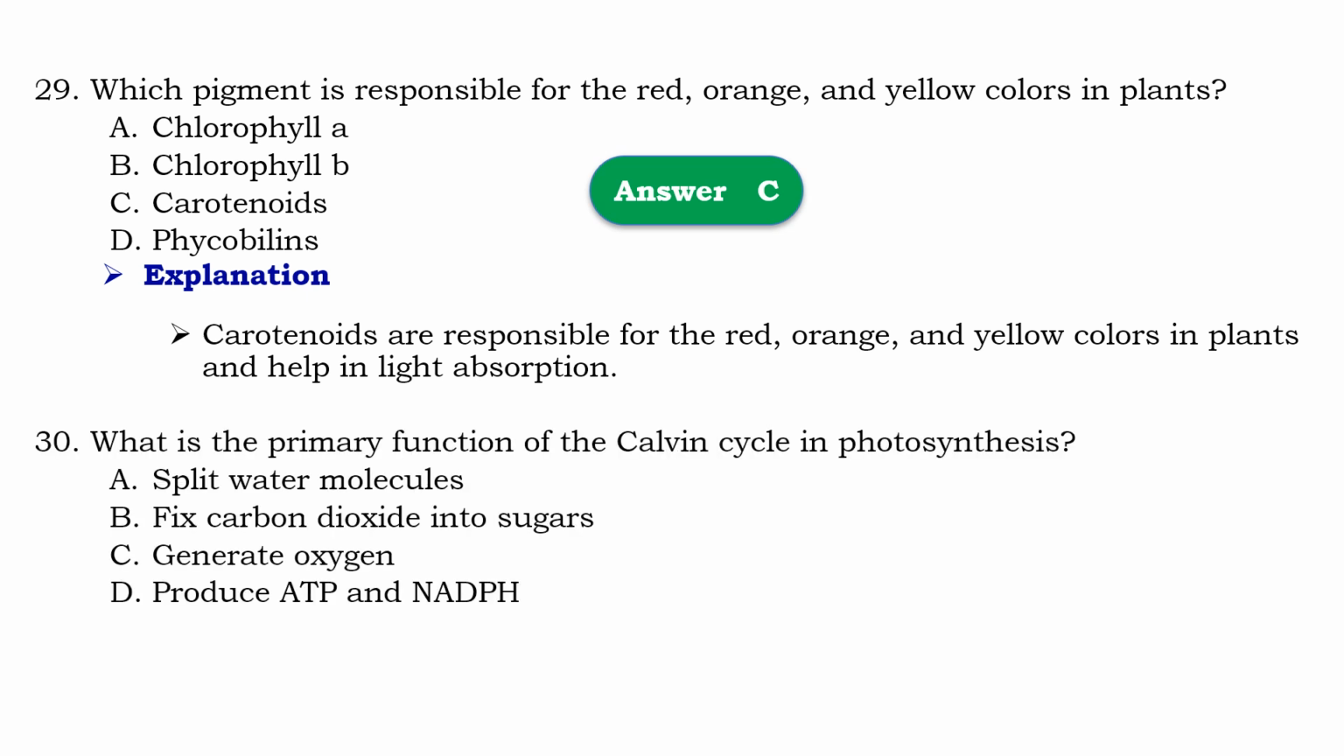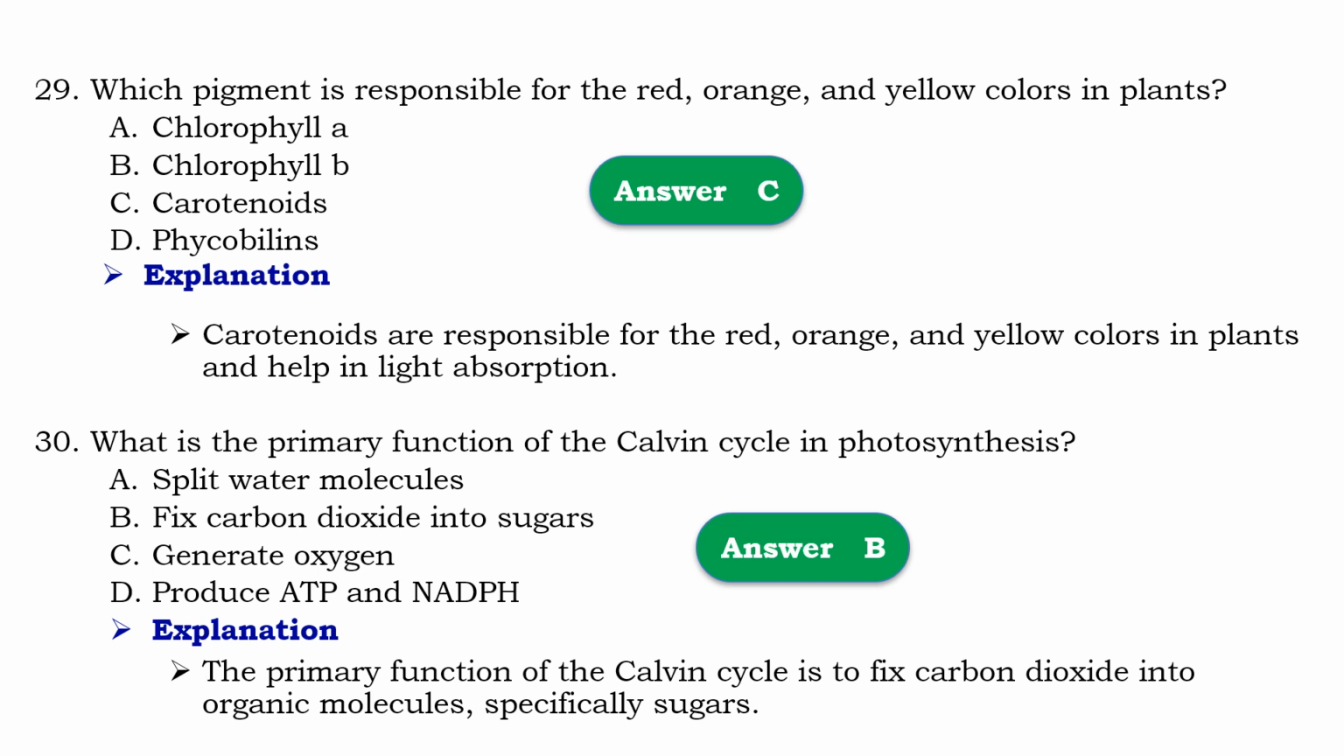ነው። Question number 30. What is the primary function of Calvin cycle in photosynthesis? photosynthesis ውስጥ ዋነኛው የካልቪን ሳይክል ስራው ምንድነው ይላል? So that should be B, fix carbon dioxide into sugar. Means that the primary function of Calvin cycle is to fix carbon dioxide into organic molecules especially sugar or glucose.